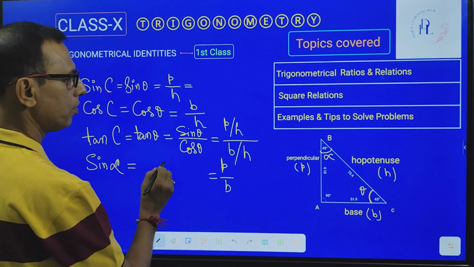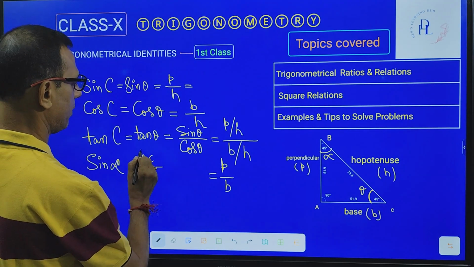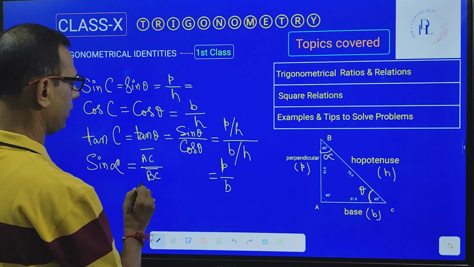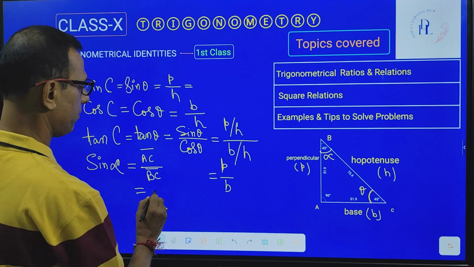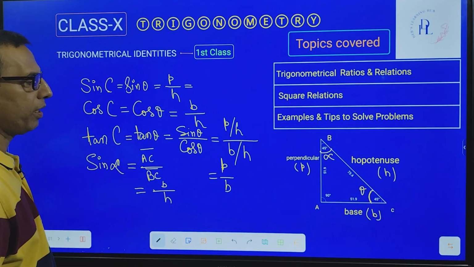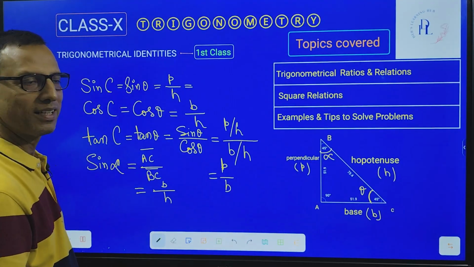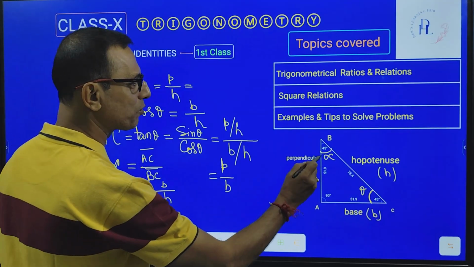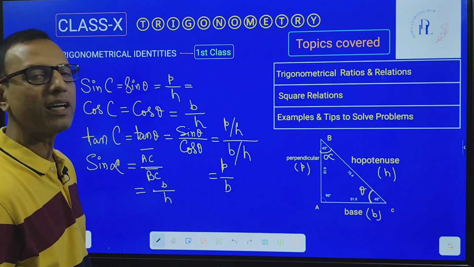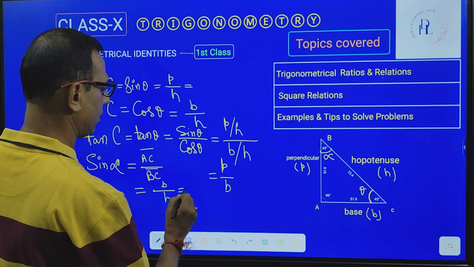So straight away we can say sine alpha equals AC by BC, that means B by H. So this sine alpha is now base by hypotenuse. But what is this alpha? Alpha is actually 90 degrees minus theta. That means sine of 90 degrees minus theta equals cos theta. So sine alpha equals B by H, which equals cos theta.